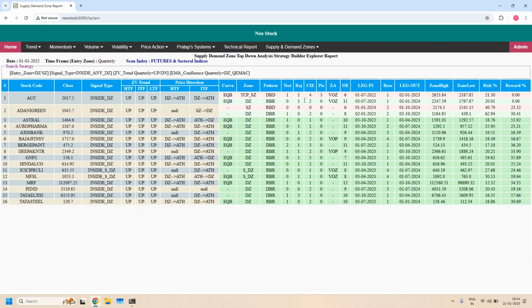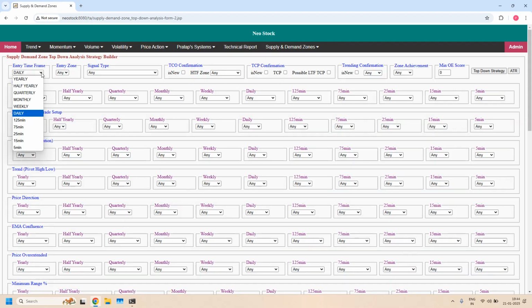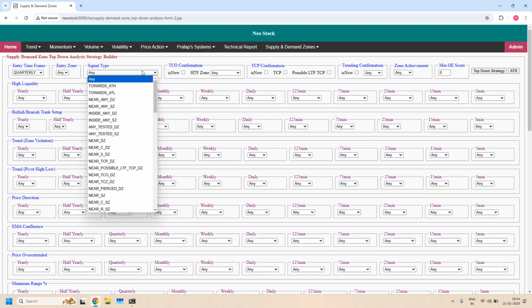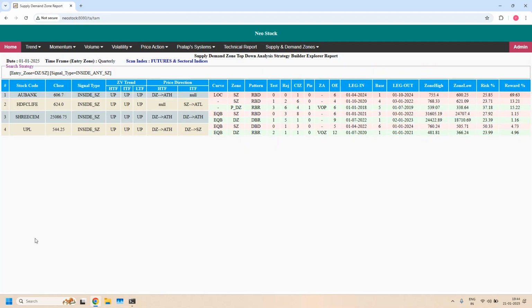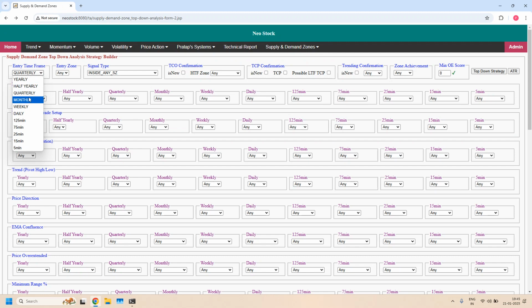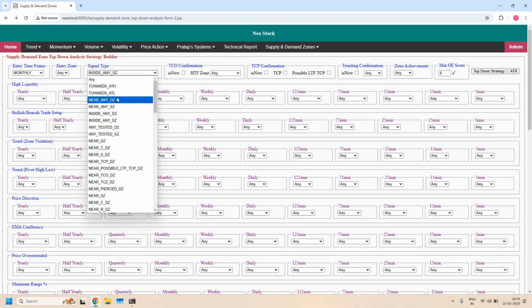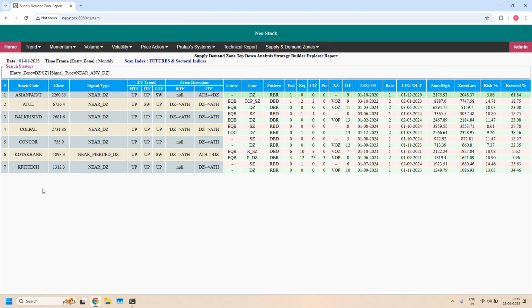Okay, next, quarterly time frame. Price closed inside the quarterly supply zone. We got 4 stocks. Okay, next time frame is monthly. Stocks near monthly demand zone. We got 7 stocks.